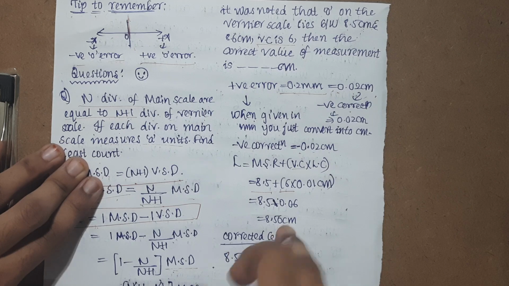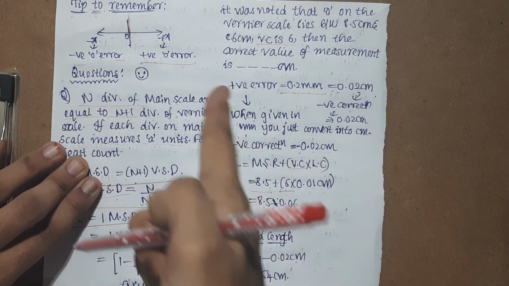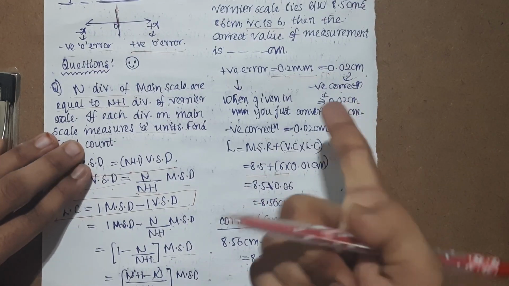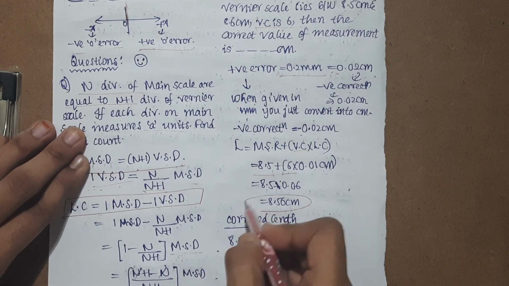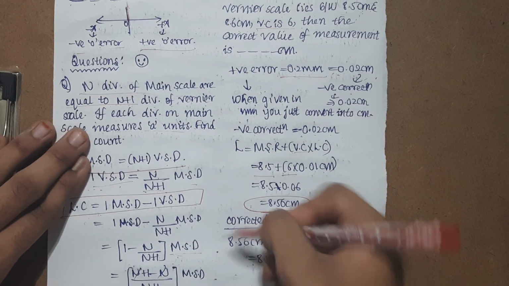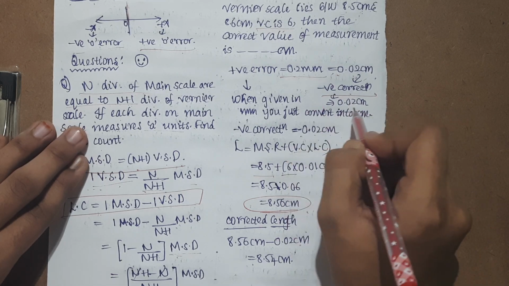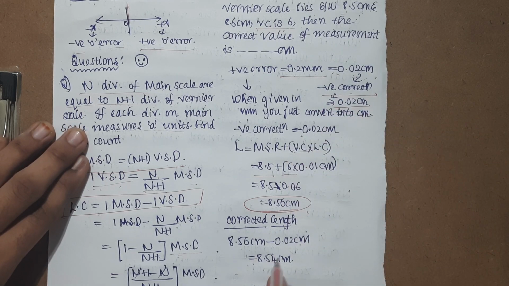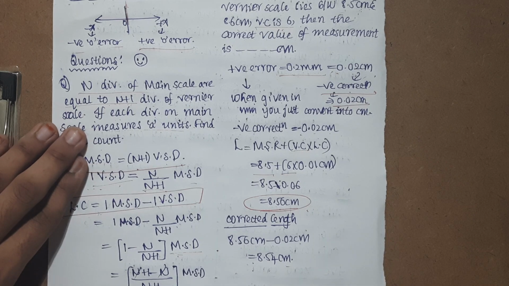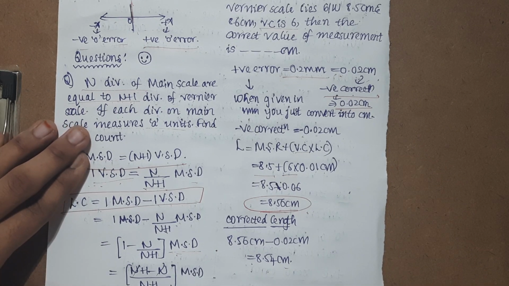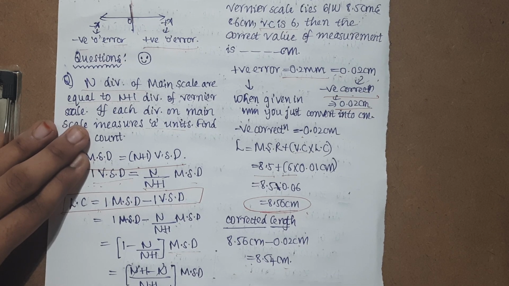8.56 centimeter. But as here we have a positive zero error, we should make a negative correction for it. It means from the answer we should subtract the correction, that is minus 0.02 centimeter, which gives 8.54 centimeter. Least count for Vernier scale is 0.01 centimeter if they haven't mentioned it in the question.